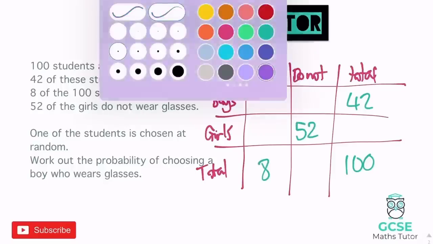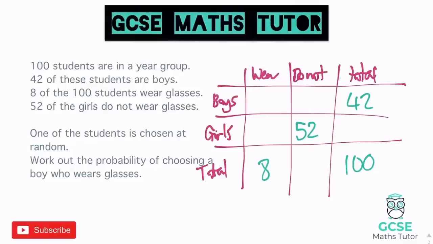Now that's everything in the question, we've just got to fill in all the missing numbers now. So if there are 42 boys here, that must mean that there are 58 girls, and out of those, 52 do not wear glasses, so that must mean that 6 of them do.